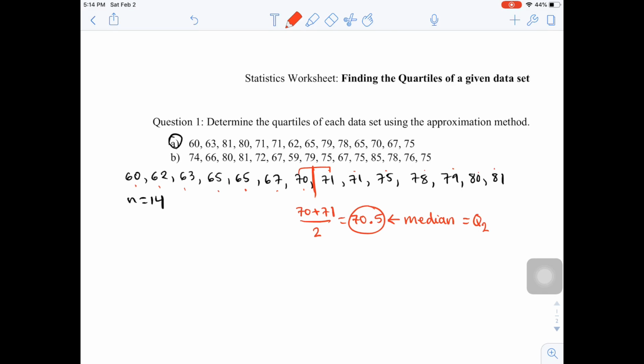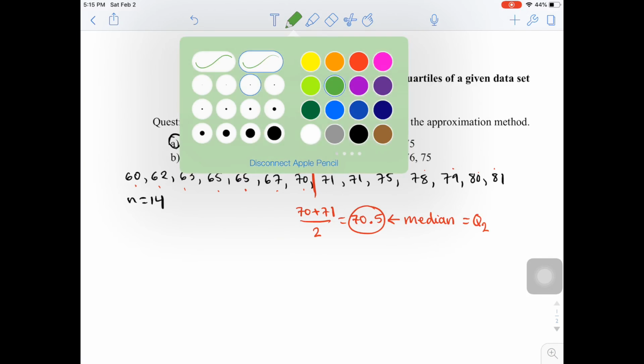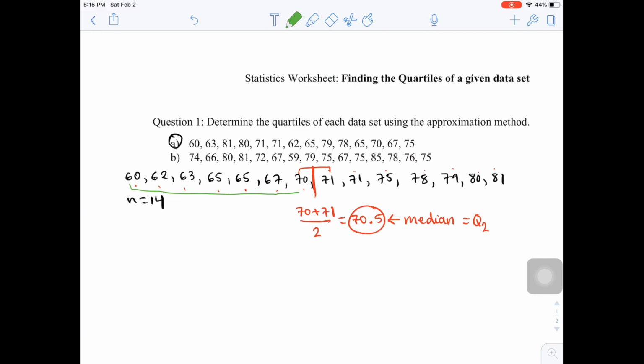Now let's find Q1 and Q3. Q1 is the median of the lower half of the data set, and Q3 is the median of the upper half of the data set. So looking at the lower half of the data set, which is this, we clearly see that this value right here is what's dividing that lower half into two equal parts, because on its left it has 3 values, on its right it has 3 values. This value here, we call it Q1.